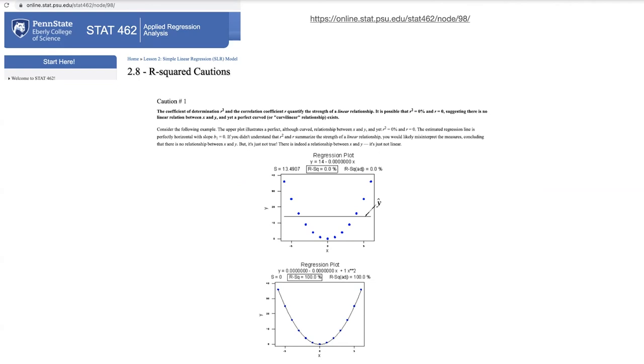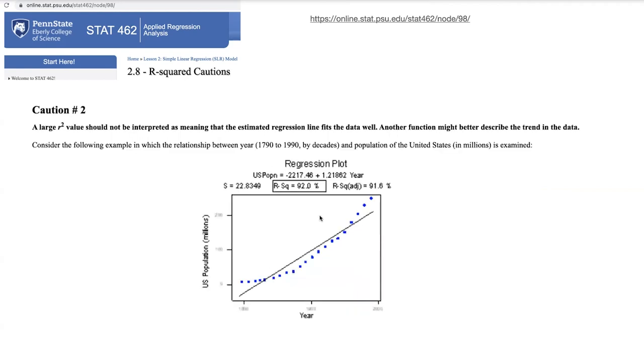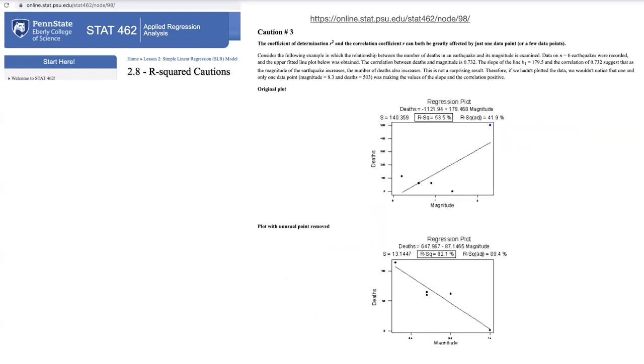If your relationship is not linear, there still could be a relationship even if the R squared is equal to zero, but it just can be meaning that the equation is not linear. An R squared can also be much better than it should be if your outliers on either side cancel each other out. And so a high R squared doesn't mean that your line is actually fitting the data well. Your R squared can also be greatly influenced by a single outlier point.